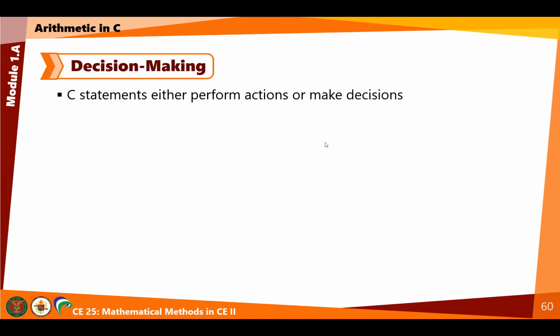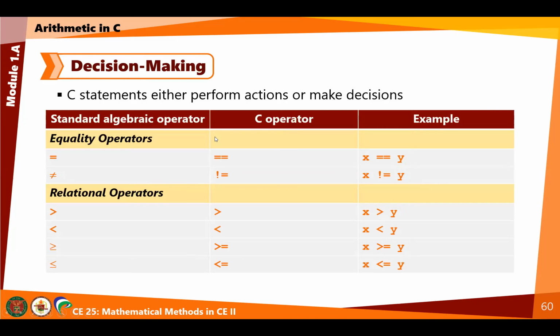Okay, sige. C statements either perform actions and make decisions. So this is what I'm saying kanina, no? The difference between single equal sign and double equal sign. So this is for just check or for decision making. Ayan. So ang notable lang dito is yung double equal sign.